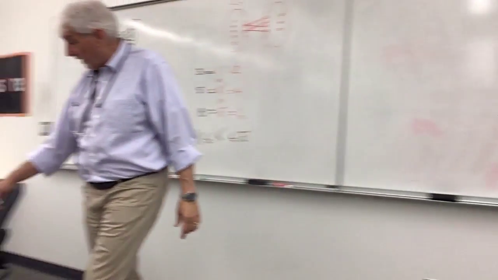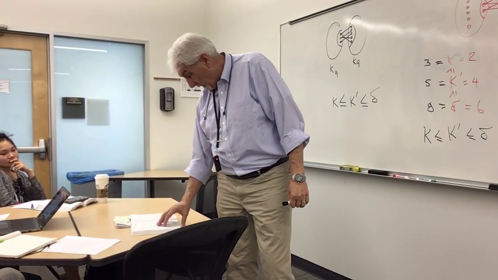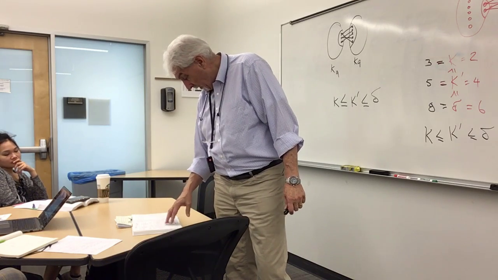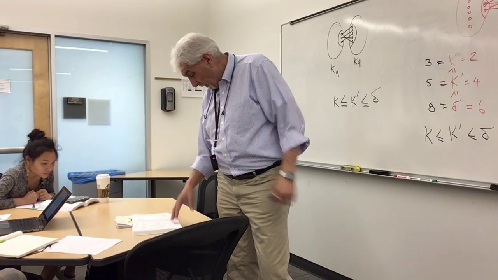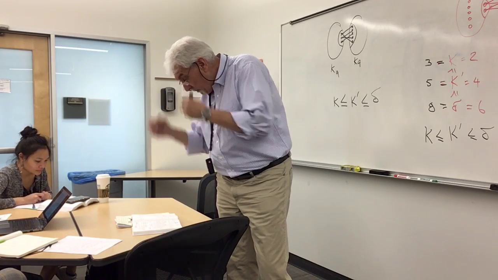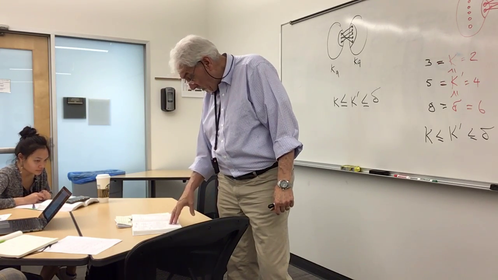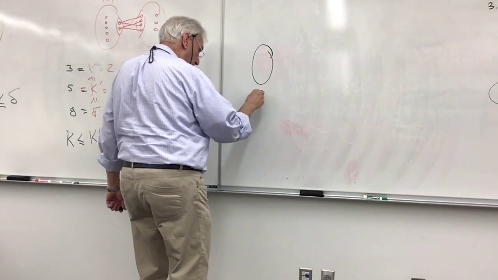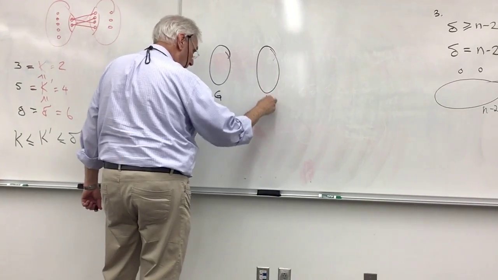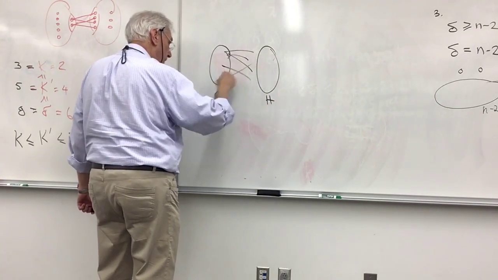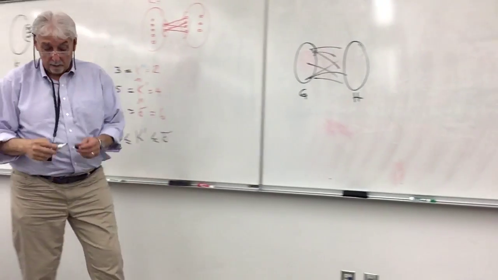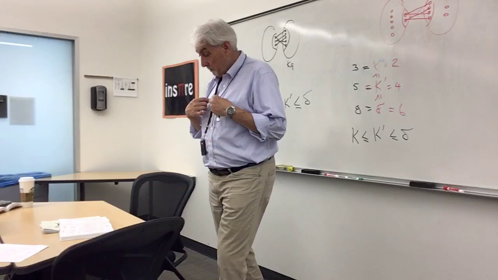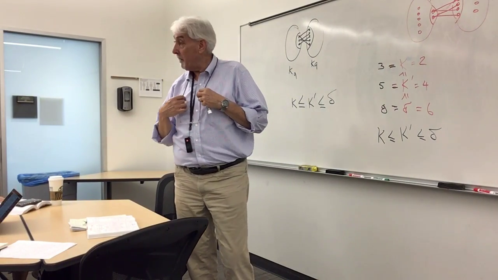So he defines this. G plus H is where I'm going to take these two sets and put all the edges between them. Let's see. Where does he define G plus H? So I have a copy of G, and I have a copy of H, and I put all these edges in. I think that's G plus H. Everything in G is connected to everything in H? Everything in G is connected to everything in H. Okay.